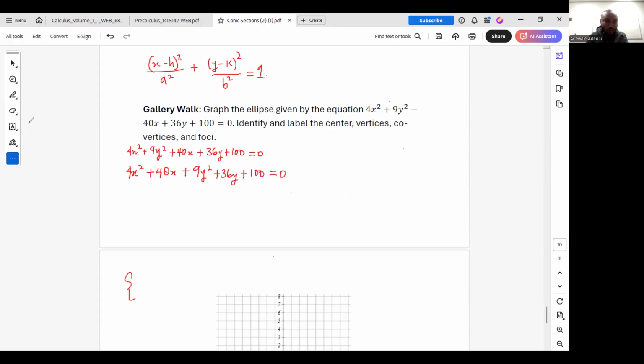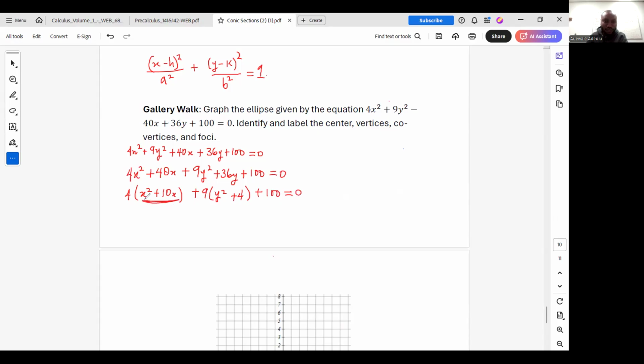Now, this is what I'm going to do. Like I said the other time, you want to be sure that the coefficient of x squared is 1. But in this case, it is not 1, it is 4. So you want to make sure you factor that 4 out. So I have x squared plus 10x, plus, same thing here, 9 into y squared plus 4y. 9 times 4 is 36, yes. Plus 100 equals 0.